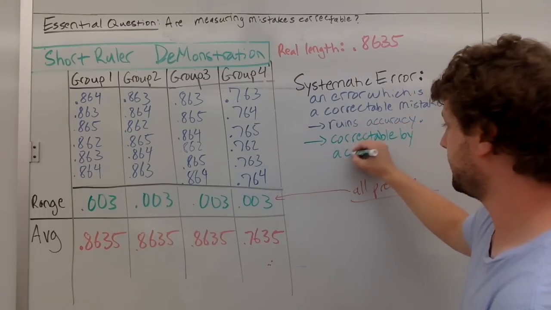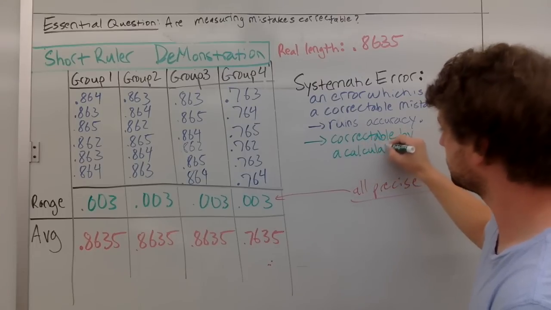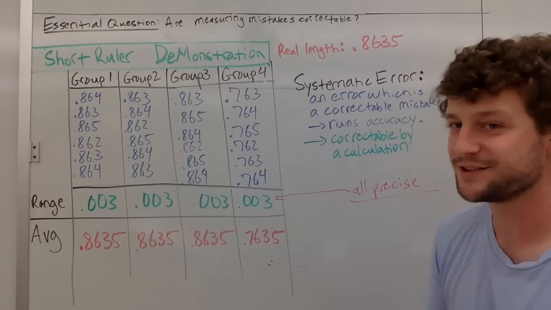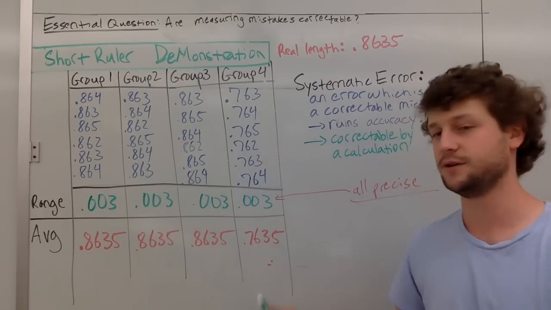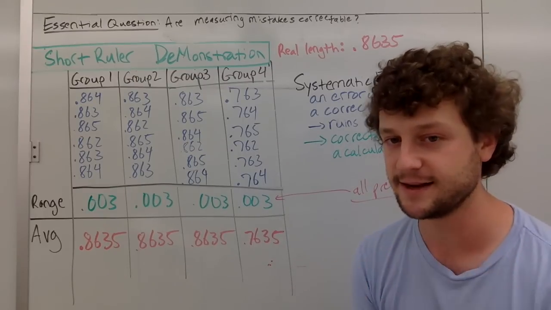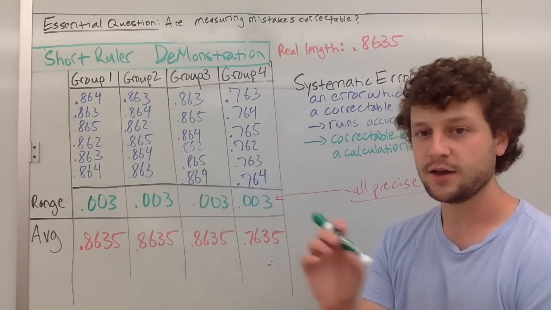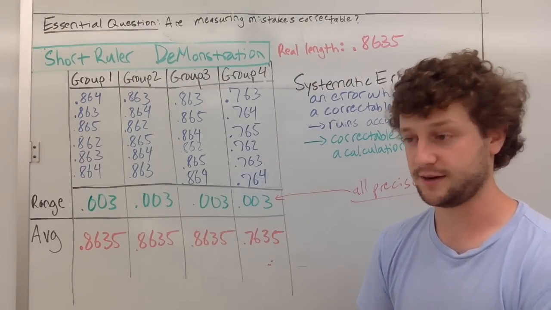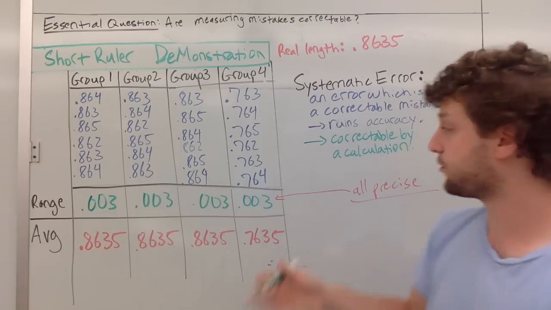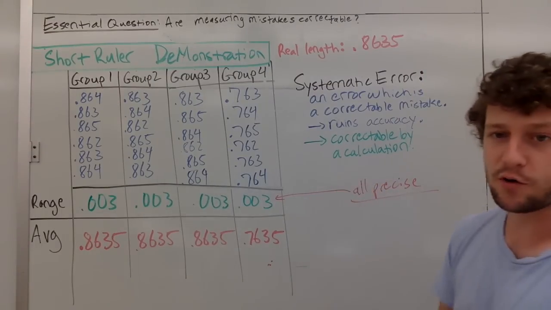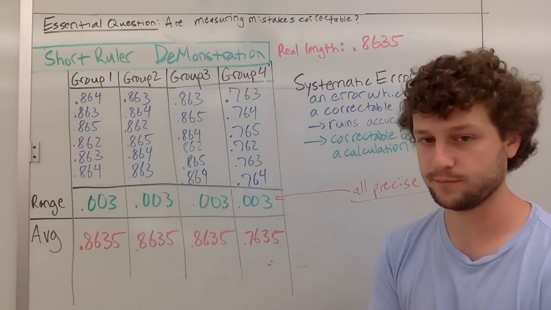By a calculation. What calculation are they going to do to fix their measurement? Yeah, they're going to add 10 centimeters to their measurement. Once you can identify your mistake, you can correct your mistake, right? Are random errors correctable by a calculation? No, because we don't know where they came from, right?